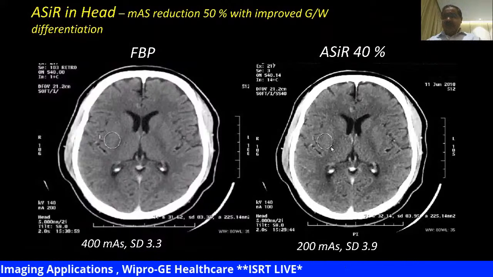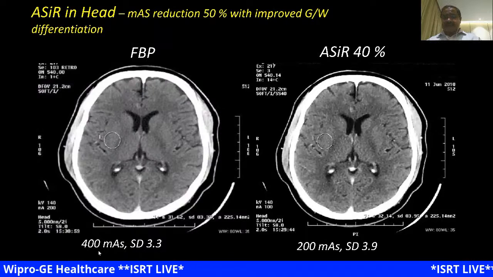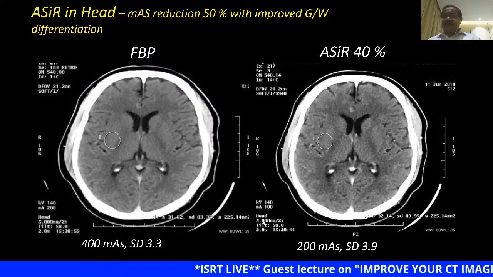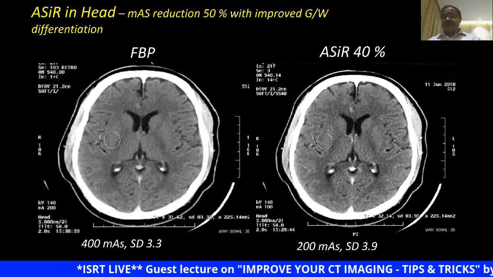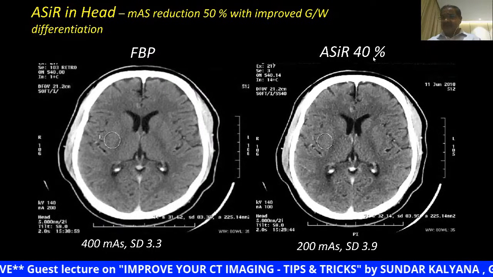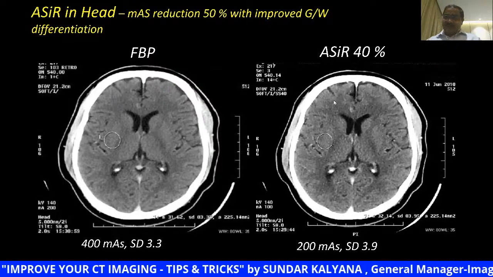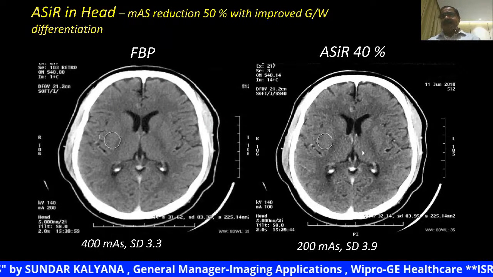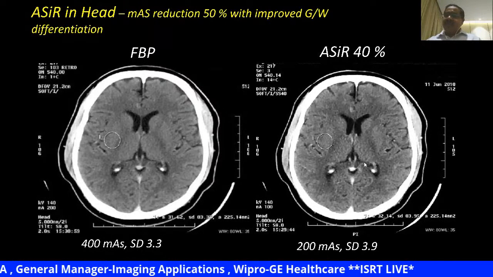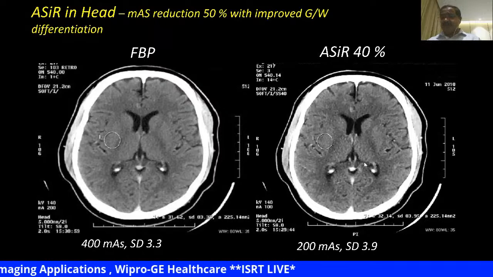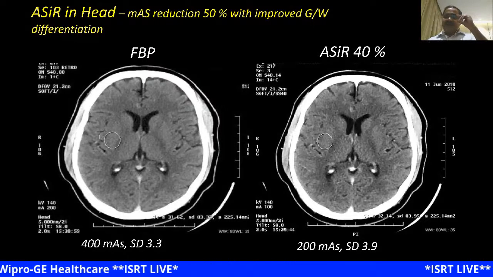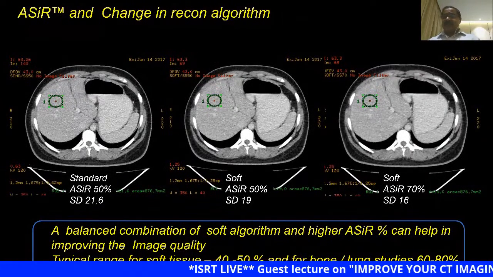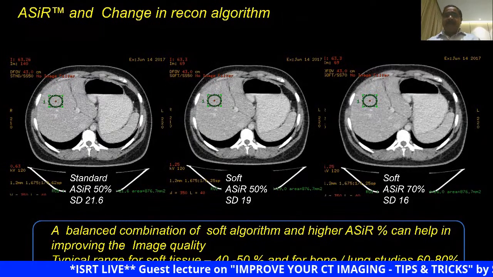Here is an example of use of iterative reconstruction. You can see one scan was done with 400 mAs and other scan was done with 200 mAs with the same noise levels. The first one is reconstructed with the conventional filtered back projection. Second one was reconstructed with the iterative reconstruction SR. And you can see the gray-white differentiation and the improved image quality with the lower mAs image compared to higher mAs image. That means to improve your low contrast detectability as well as to improve the dose reduction, iterative reconstruction plays an extremely important role. And always use iterative reconstruction as much as possible to improve your image quality.